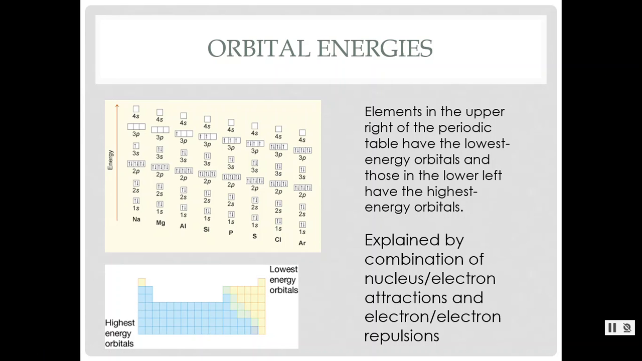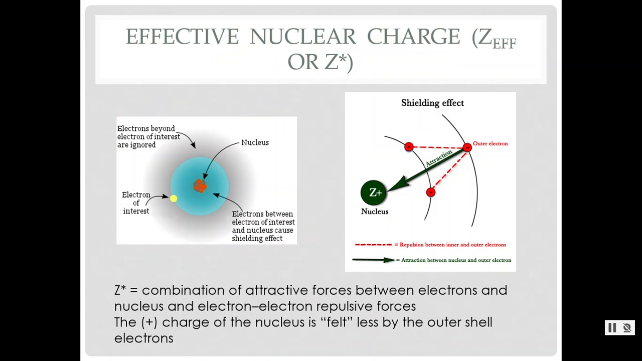So the fact that all 1s orbitals or all 2s orbitals are not created equal with regards to their energy can be explained by this concept of effective nuclear charge, which explains the charge, or the pull, that an electron feels when it's in an atom. That effective nuclear charge is termed Zeff, or sometimes some books call it Z star. MindTap also calls it Z star.